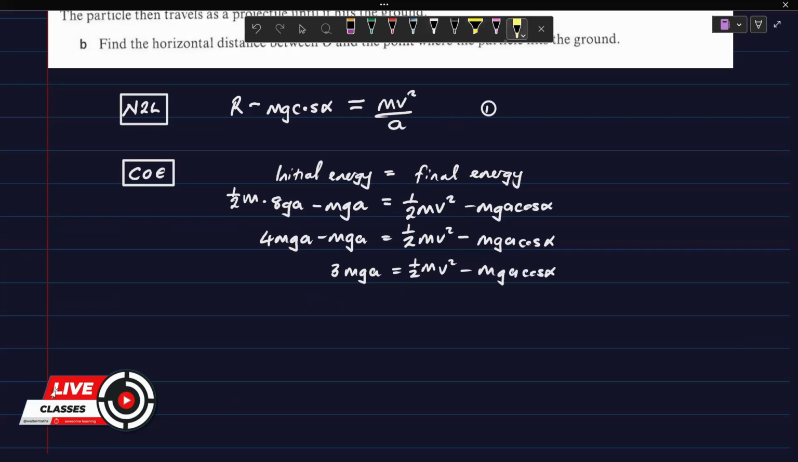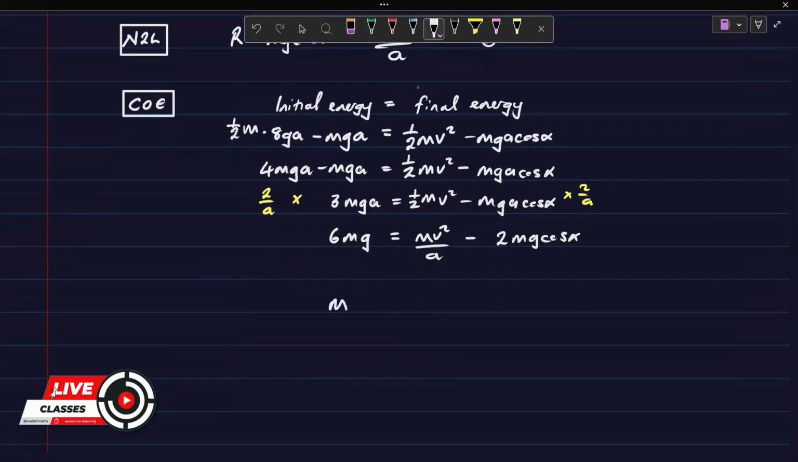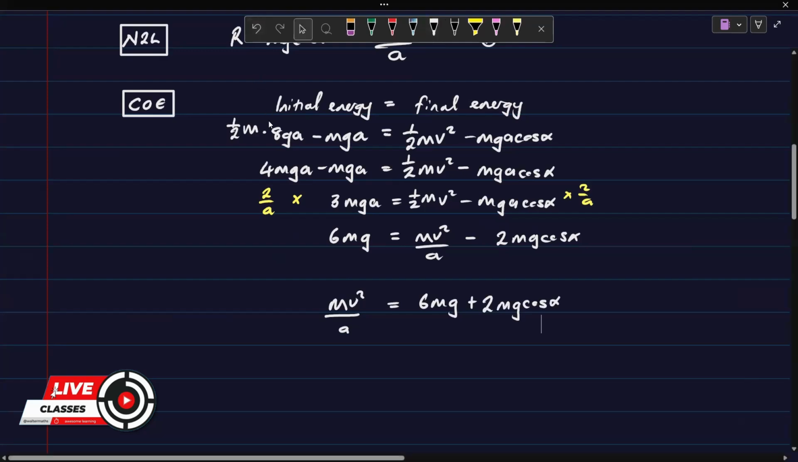Now, from here, I'm going to multiply both sides by 2 over a. If we do, we will have 6mg being equal to mv squared over a minus 2mg cos alpha. So we are saying that mv squared over a is equal to 6mg plus 2mg cos alpha. So this is what we have right here.